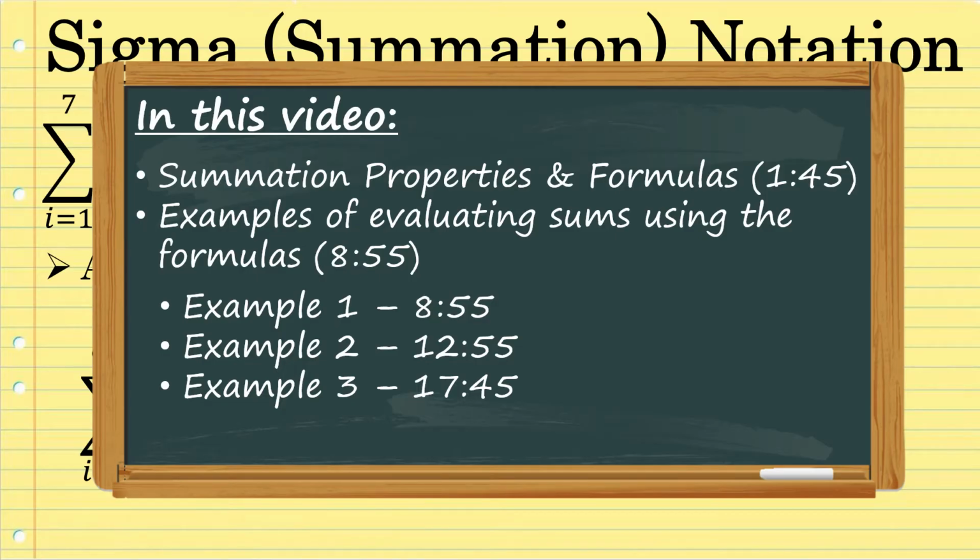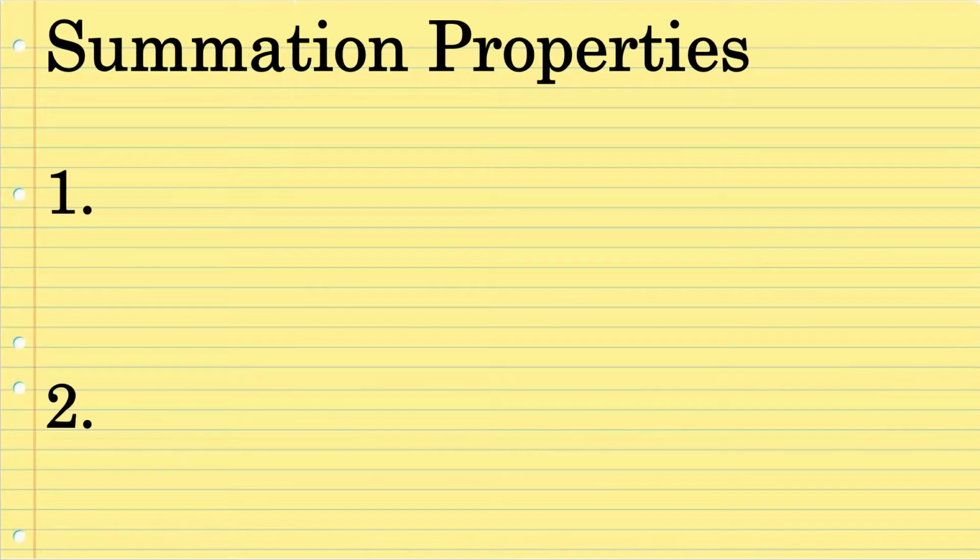Let's begin. First, we will look at two summation properties. These properties do not give a formula for actually evaluating a sum written in sigma notation. Instead, they just provide ways to rewrite a summation in a somewhat simpler form. The first property is based on the distributive property of addition, and it looks like this.